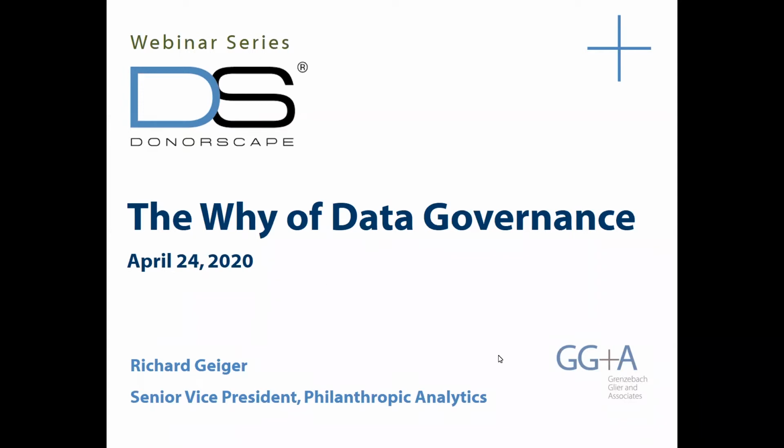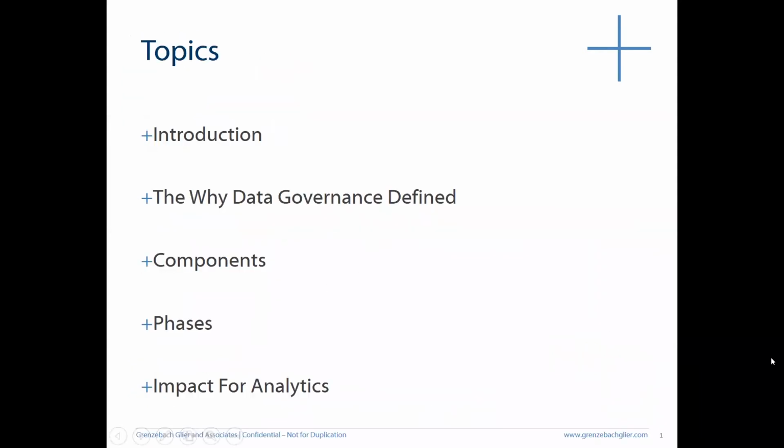The pieces that we're going to talk about today: we're going to do a few introductions. We're going to talk about the why of data governance and do some definitions around that. We're going to talk about the components of data governance and what actually makes up a data governance program. And then we're going to talk about the phases of implementation, what the parts to the phases are, and how that cycle works. We're going to talk a little bit about what the impact of data governance is on analytics. And then we'll talk a little bit about DonorScape.